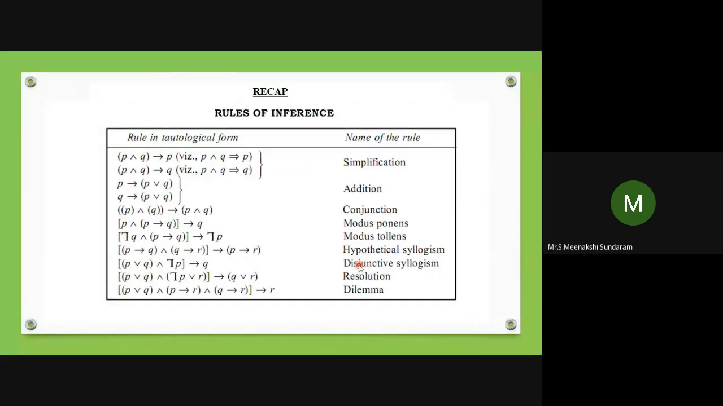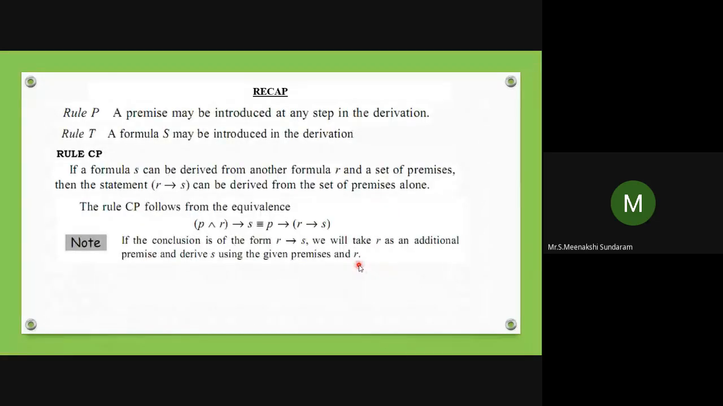So mostly we use modus ponens and hypothetical syllogism. These two are used in the maximum number of problems. And there are rule P, rule T and rule CP, three rules we studied in the last class for solving rules of inference. What do you mean by rule P? Any time we can introduce a hypothesis or given statement, which is a premise. Any premise may be introduced at any step in the derivation. You can write rule P.